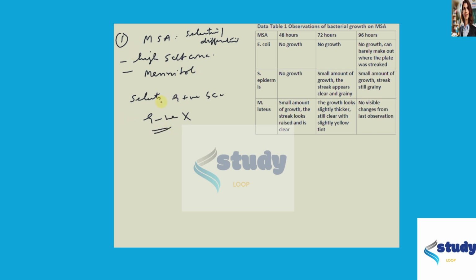And among the selected gram-positive bacteria, it can differentiate between the mannitol fermenters versus mannitol non-fermenters. In case of mannitol fermenters, we use a pH indicator, which is phenol red, in which the color change occurs, and the color produced is yellow if the gram-positive bacteria are mannitol fermenters.